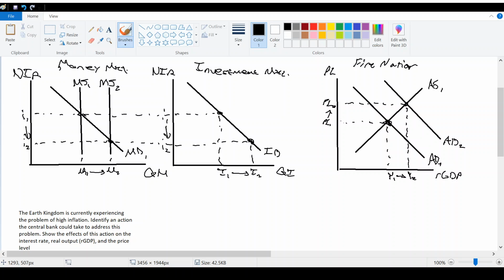Okay, so after you've drawn your graphs, all you have to do is write out that series of steps that I just said, basically. So, buy. That's our cause. Draw a box around it, makes it look pretty. Causes an increase in money supply. MS1 to MS2. Causes a decrease in nominal interest rate. I1 to I2.